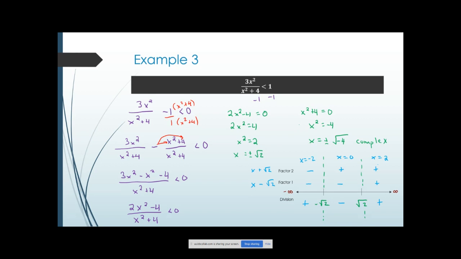So the numbers are a little messy. You have to deal with some messy things, but the process is the same. And we are looking for where we are less than 0, which is negative. So that is the negative part here, between negative square root of 2 and square root of 2. So when I write this in interval notation, they were dashed because of the less than. We didn't have to worry about the denominator. So it's negative square root of 2, comma, square root of 2. And that's our answer.